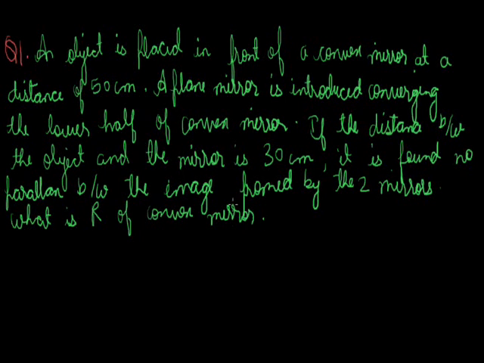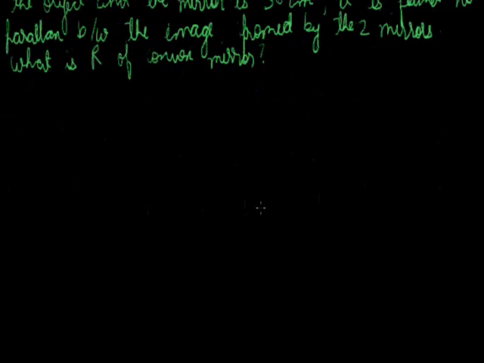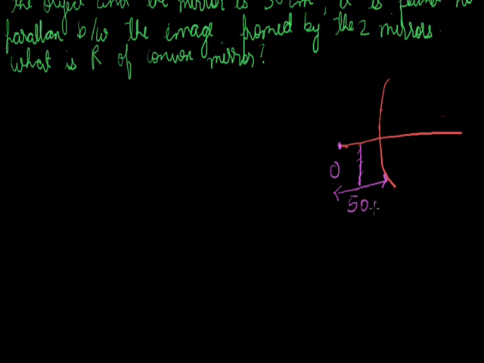Now, in this question, capital R of the convex mirror means that we have to evaluate its radius of curvature. If I draw its figure, there is a convex mirror, and in its lower half we have placed a plane mirror over it. Let an object O be here, placed at a distance of 50 centimeter in front of the convex mirror.